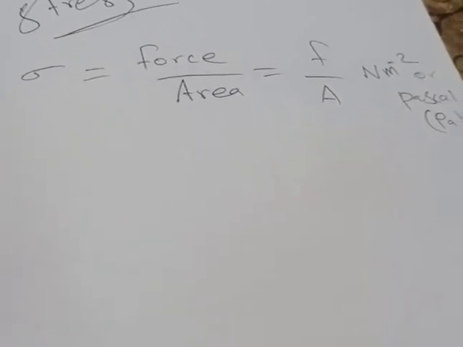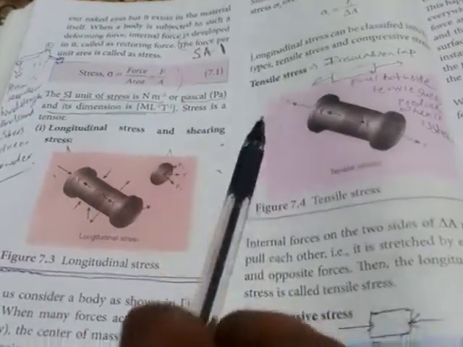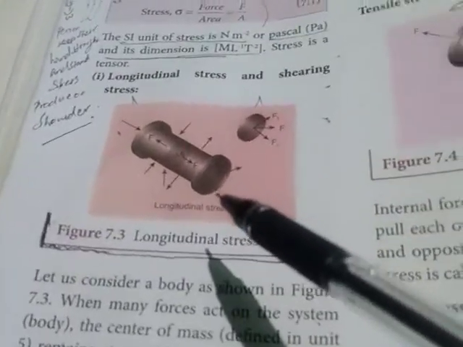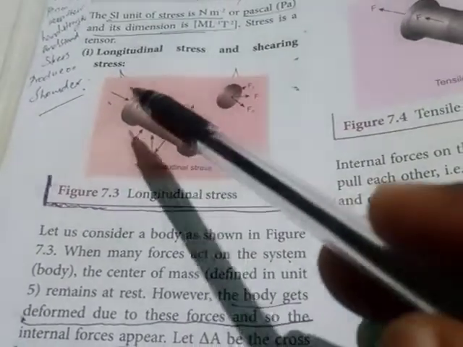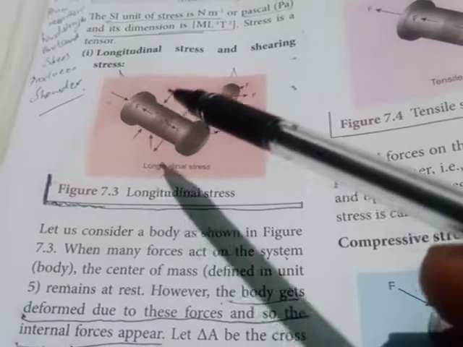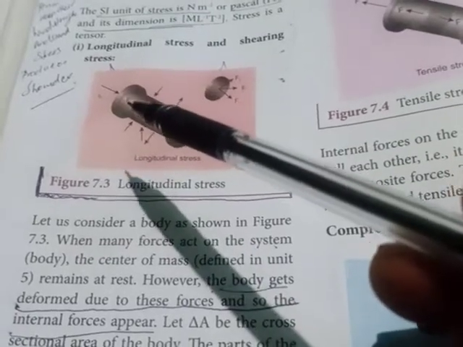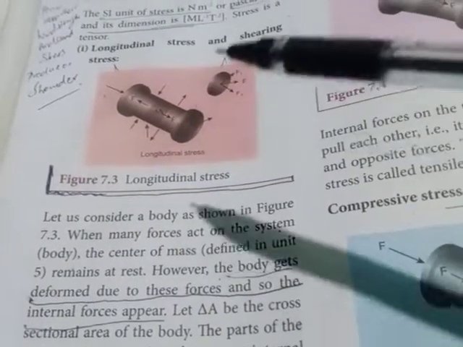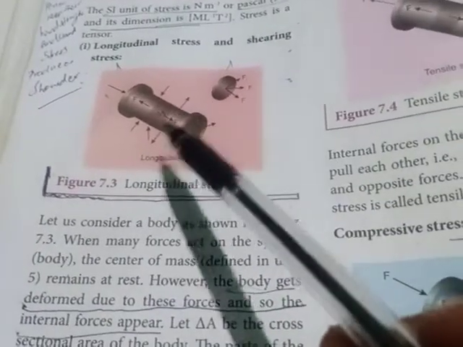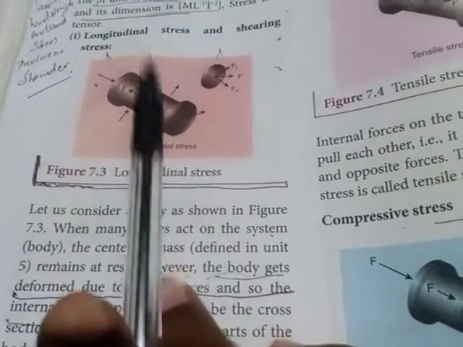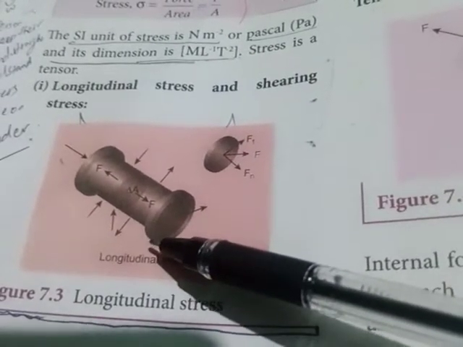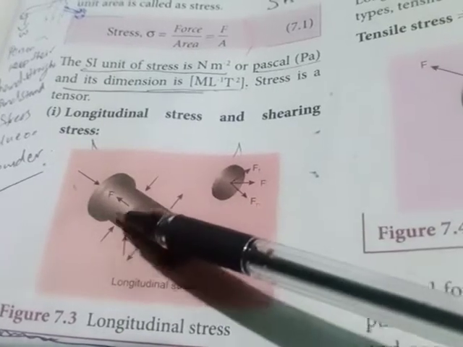Now there are some types of stress: longitudinal stress, tensile stress, compressive stress, and volume stress. Let us see the longitudinal stress. Here you can see one object, and on this object forces are applied from different parts. The center of mass of this object remains at rest, and the body gets deformed because of the applied forces.